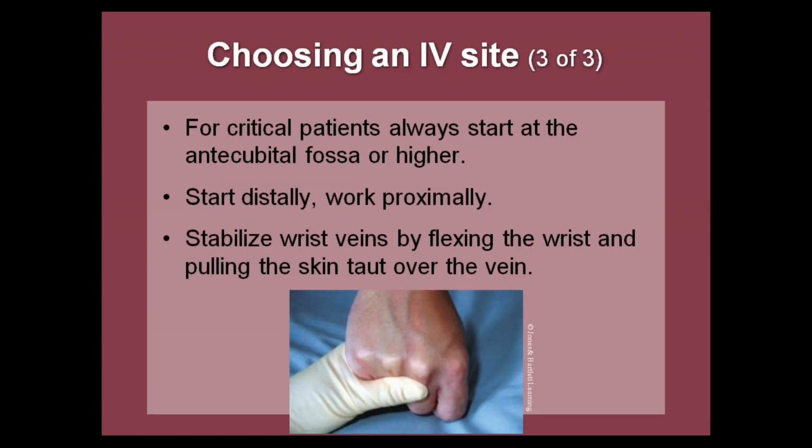Lymph node surgery. Okay. For critical patients, always start at the antecubital fossa or higher. So up in the AC, you're starting up high for those critical patients. Again, for critical patients, the veins are going to be larger the higher up we go, and we need to get that larger catheter just so we can get that higher flow.